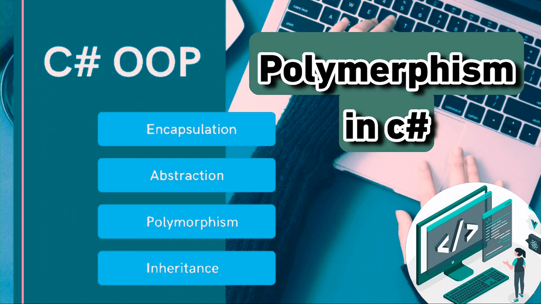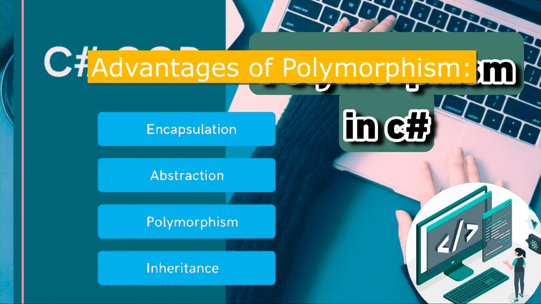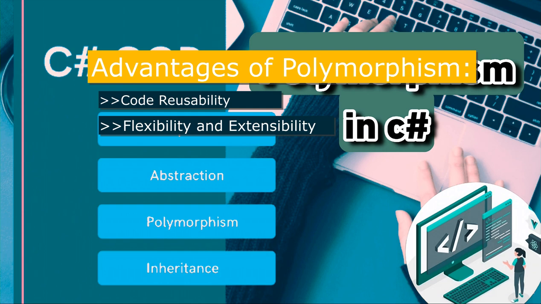There are some key advantages of polymorphism. First one is code reusability. Polymorphism allows you to define common behavior in the base class and then reuse the behavior across multiple derived classes. This reduces redundancy and promotes modular design. Next benefit is flexibility and extensibility. New classes can inherit from existing classes and provide their own implementation, ensuring that existing code remains untouched.